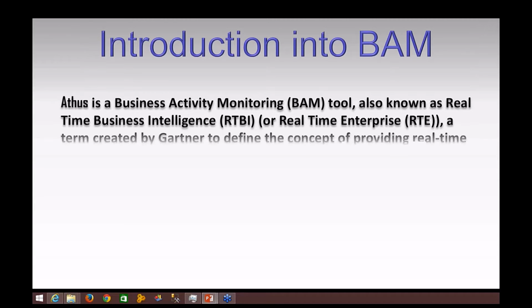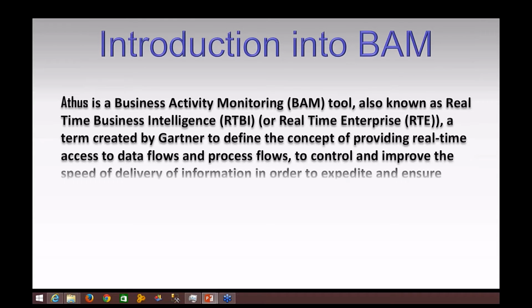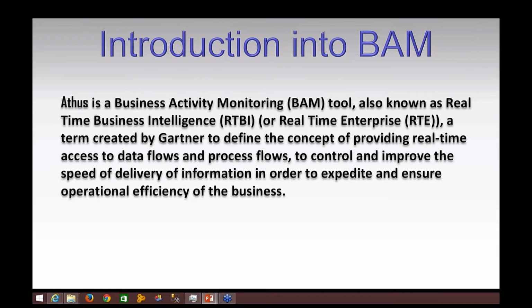As per Gartner, here's the definition of business activity monitoring. It's also called real-time business intelligence or real-time enterprise. Essentially, it is access to real-time data flows and process flows to control and improve the speed of delivery of information. And the result is operational efficiency in the business. So that is the basic of business activity monitoring.